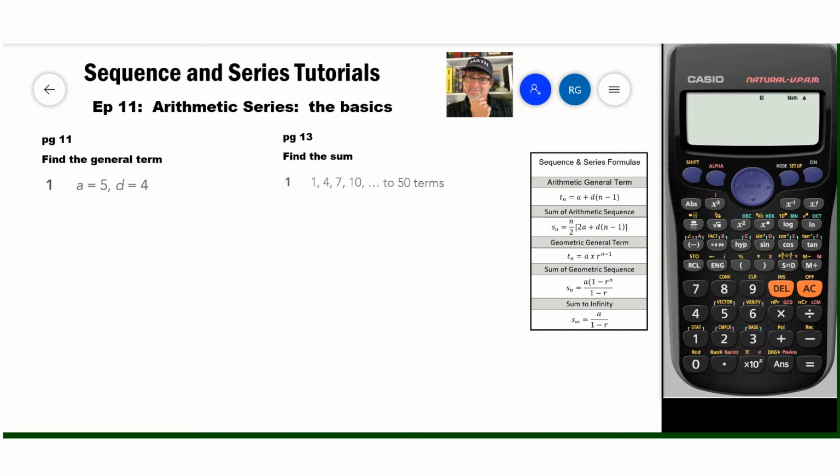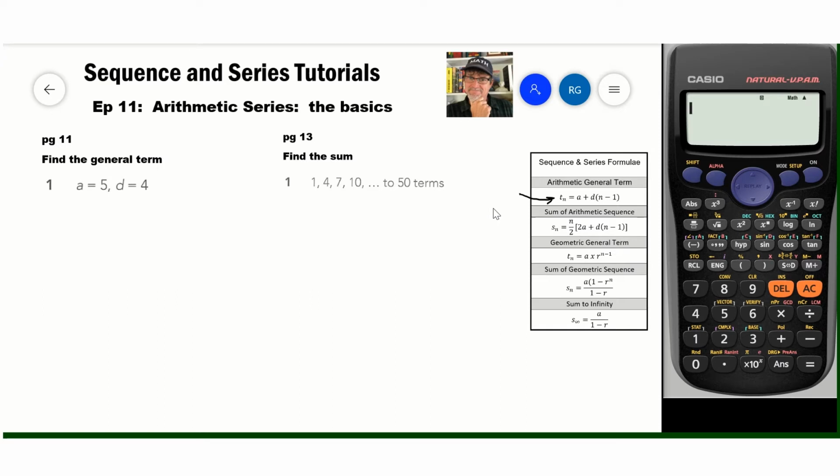On page 11, your instructions are to find the general term. What does that mean? Well, that means they just want you to derive the formula that you could use to find any term in that sequence. So if we've got, for number 1, a equals 5 and d equals 4, how do we find the general term? Well, you're going to start right here with this formula.